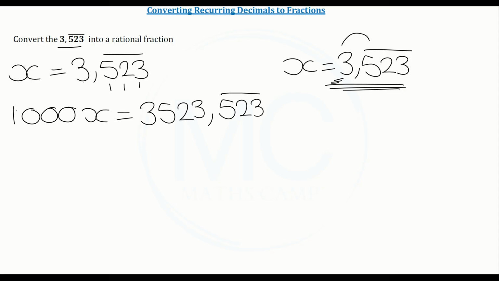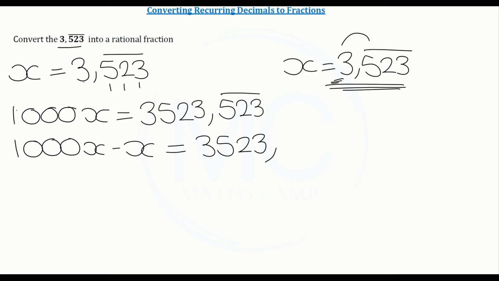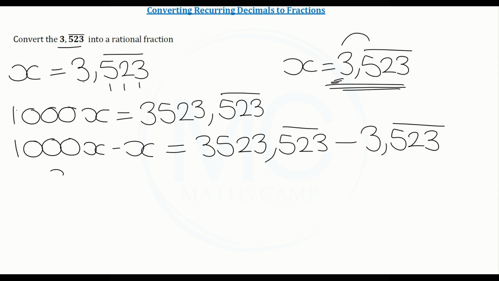So now let's subtract our x values. We have 1,000x minus x is equal to the value of equation 1, 3,523.523 recurring, and we're going to subtract the value of equation 2, 3.523 recurring. On the left, 1,000x minus x gives us 999x.